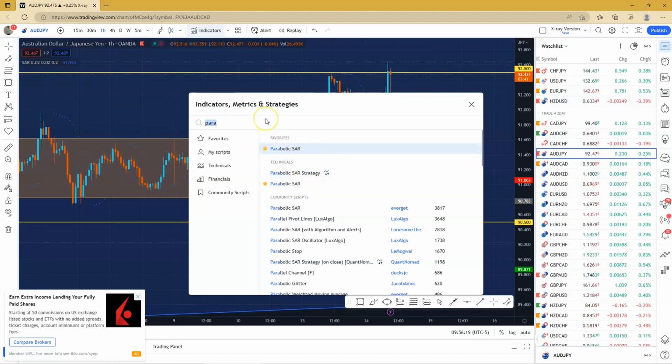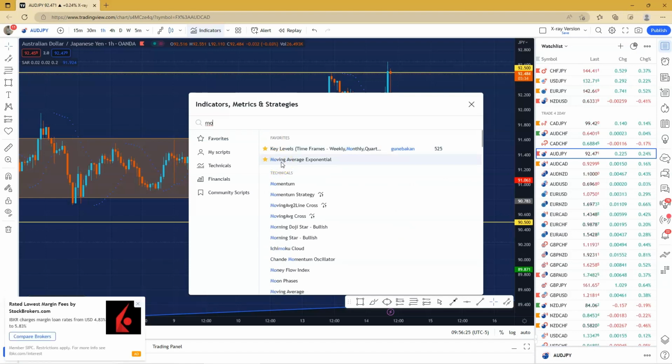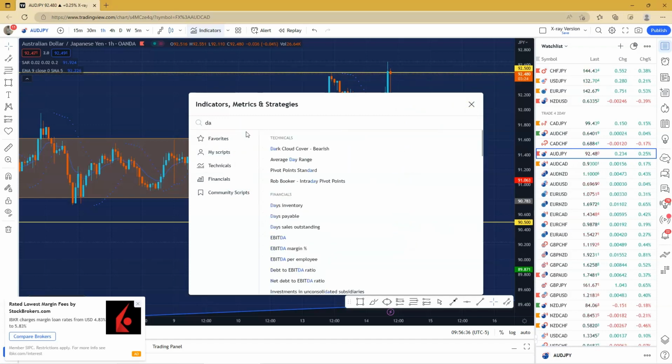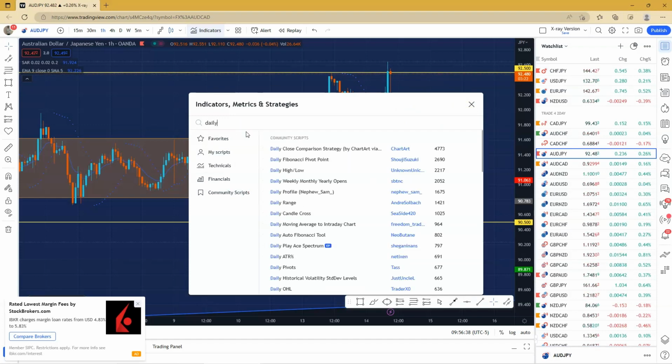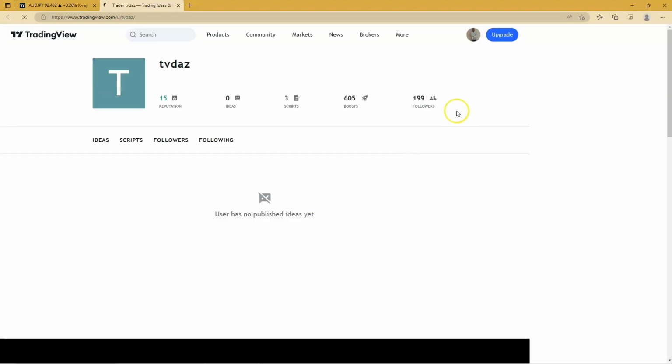And then we're doing our moving average. So you do an exponential moving average, right? That's our exponential moving average. So look up moving average. And we're going to do our daily open, guys. The next one is, and I'll spell it all the way out, daily open by TV Daz. All right, we're going to put that in here.